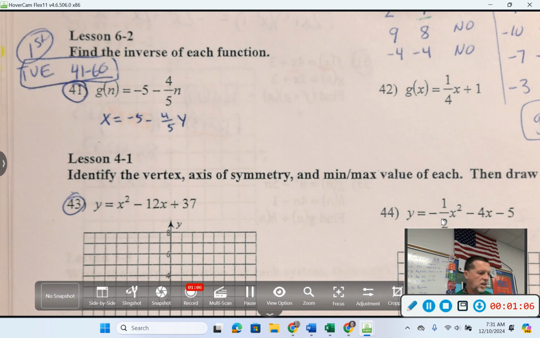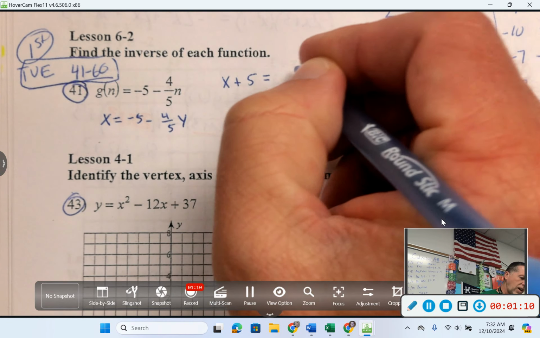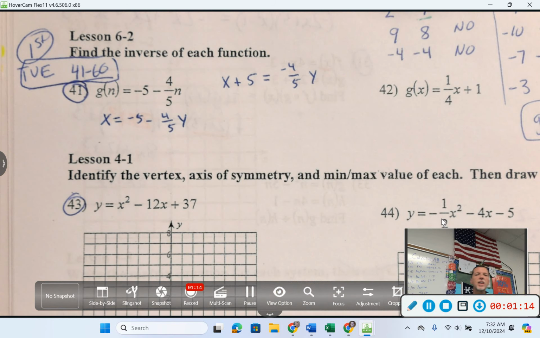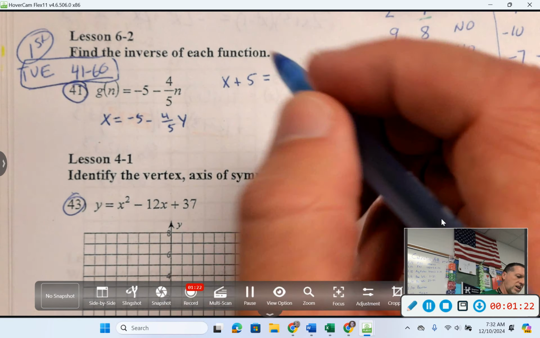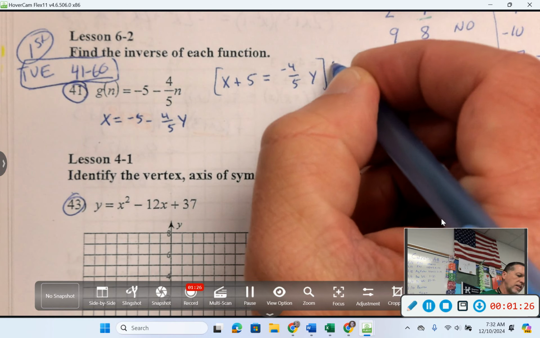So what should I do to start to get Y by itself? I think add the 5 is a good plan. So X plus 5 equals negative 4/5 Y. I think you should multiply everything by 5. Yep, you can multiply everybody by 5.